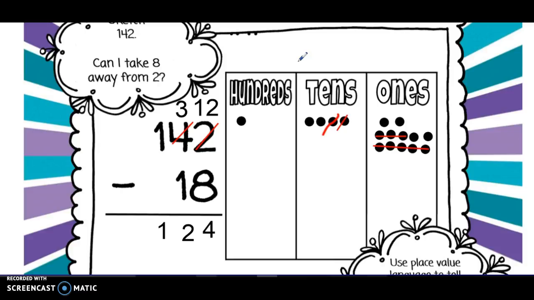If this were in a number bond, 142 would be my whole number, 18 would be one part, and 124 would be the second part. If you made a mistake, go back and look at your place value chart to make sure that you added the 10 correctly. Make sure that you don't do like I did and forget to take a 10 away.